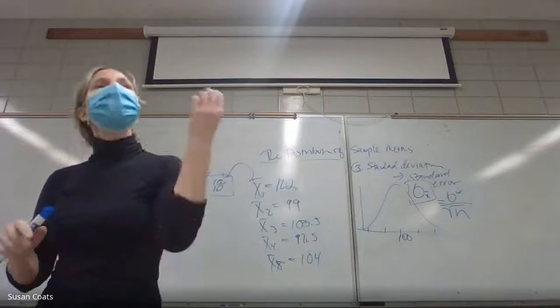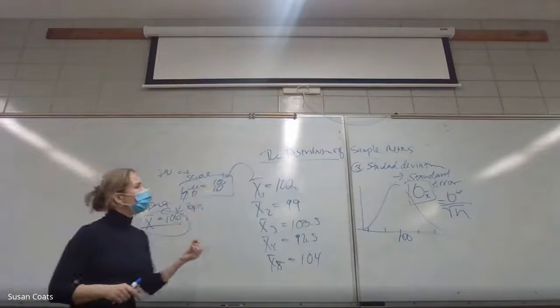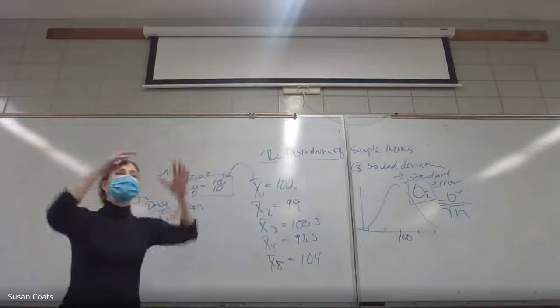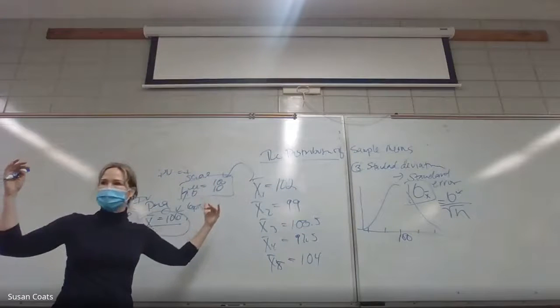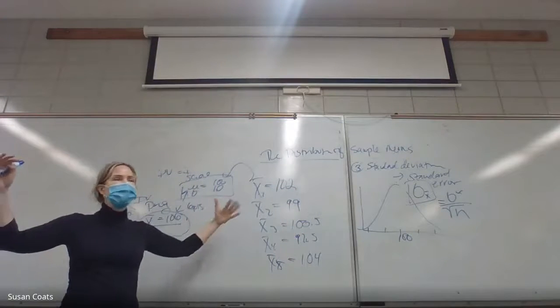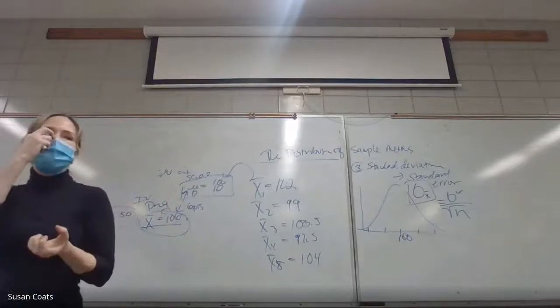The only way you can have any discrepancy, the only way you can have any standard error, is if there's at least a little bit of variability in the population. If there's no variability in the population, then you cannot get sample means that differ from the population mean.